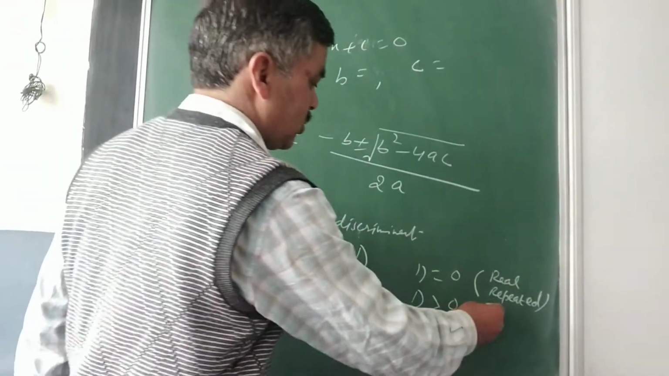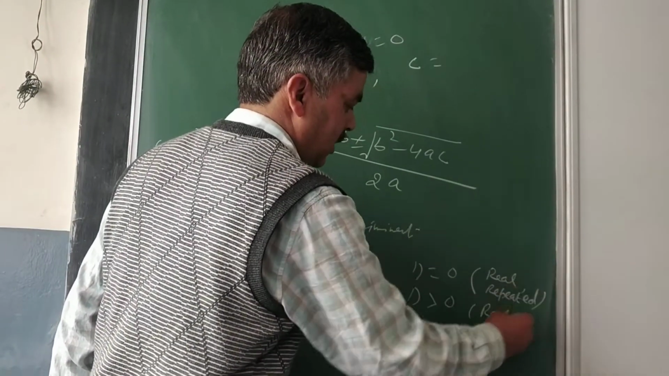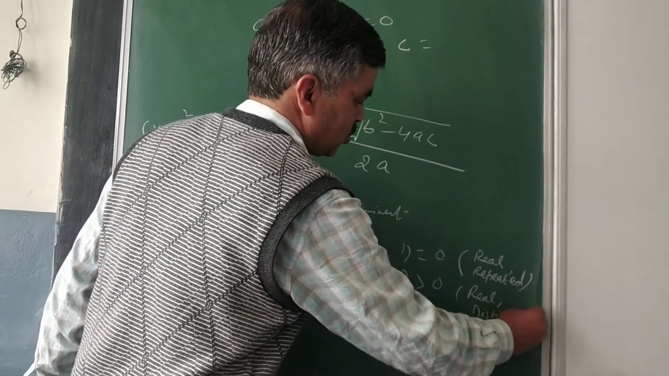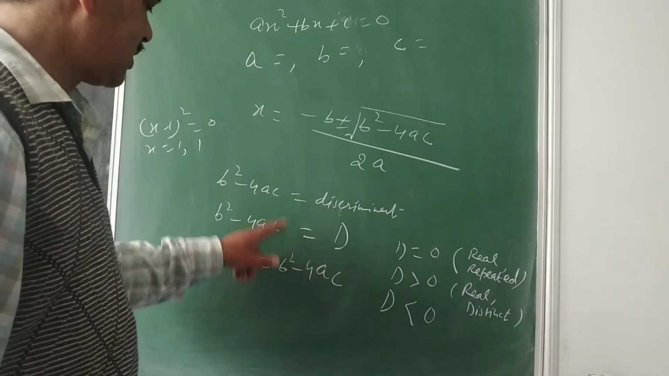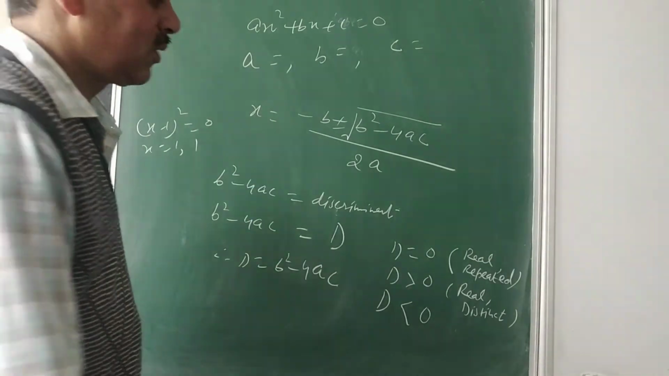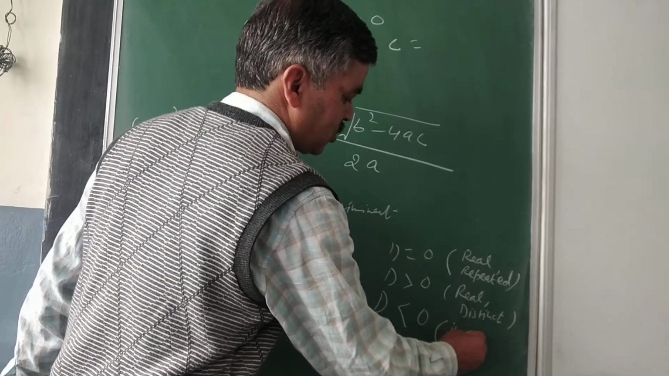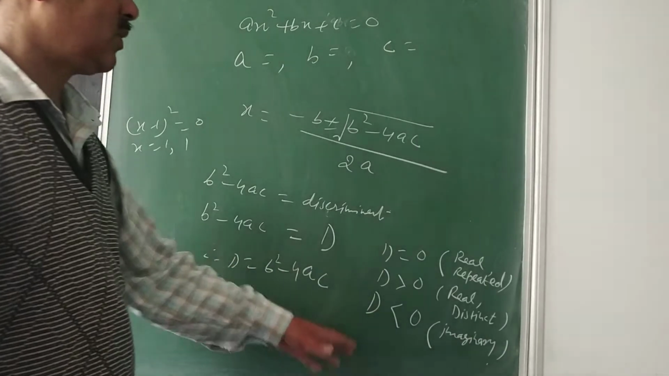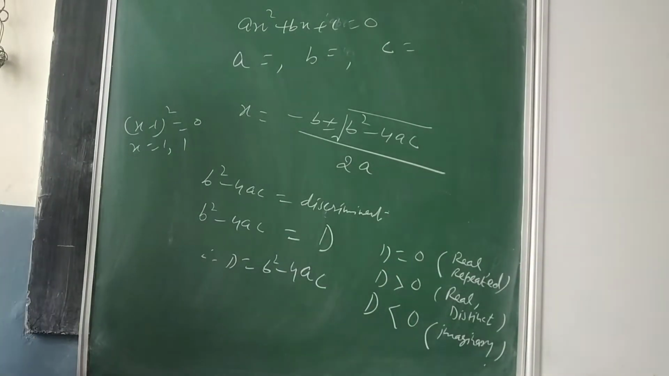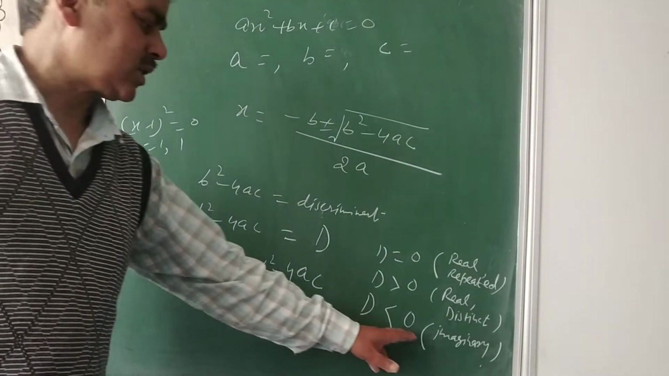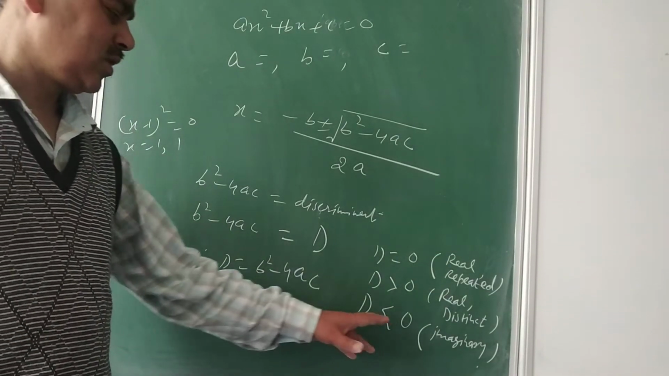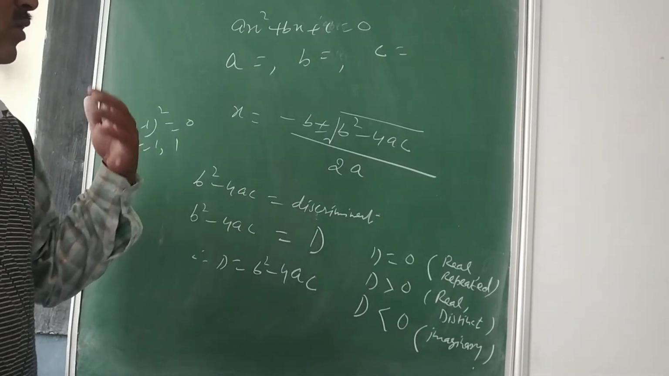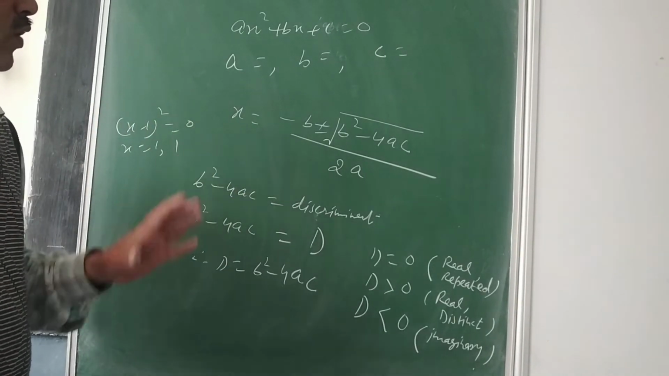If it is greater than 0, always real and distinct. Now two different answers will be there. Distinct roots will be there. And if you are getting this discriminant as negative, then real roots are not possible. These are called imaginary roots. Then there is no need to go for the solution of such questions where your discriminant is less than 0, that is negative. If you are getting D negative, then no need to solve that further. Roots will not be possible.